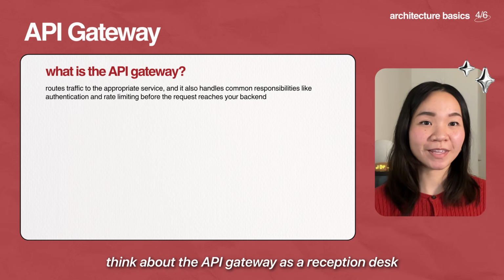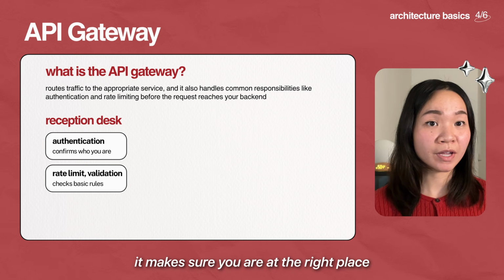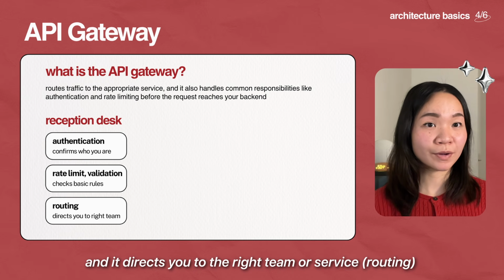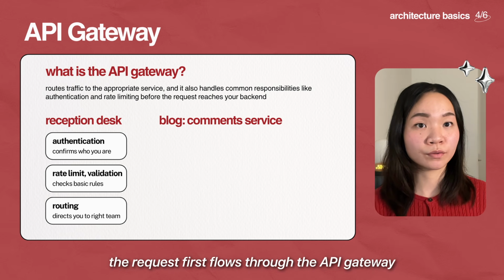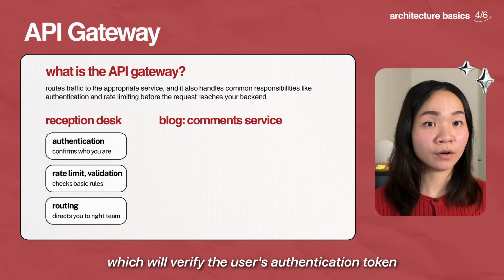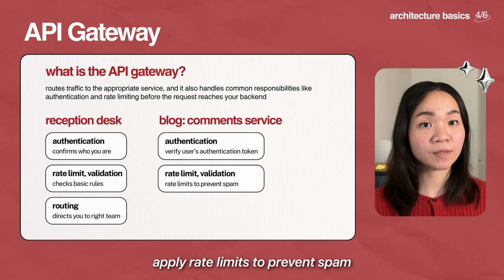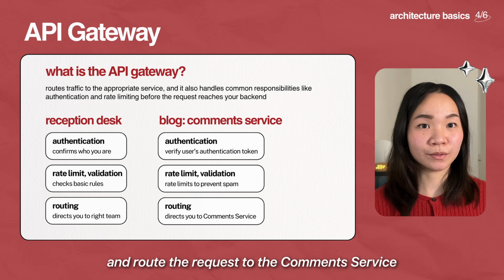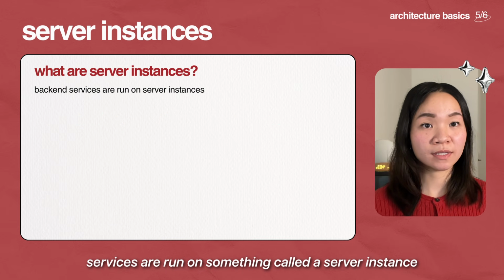Think about the API gateway as a reception desk. It confirms who you are, it makes sure you're at the right place, and it directs you to the right team or service. When a user tries to comment on a blog post, the request first goes through the API gateway, which will verify the user's authentication token, apply rate limits to prevent spam, and route the request to the comment service. Services are run on something called a server instance.